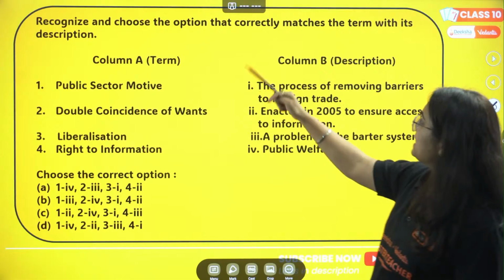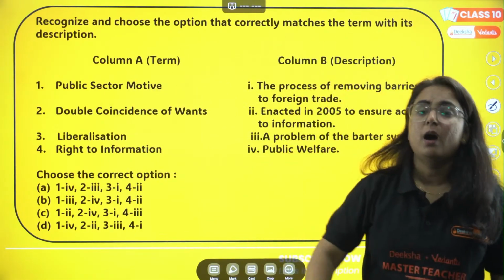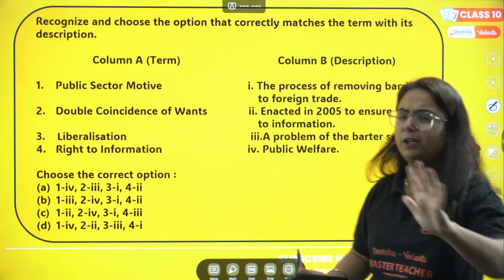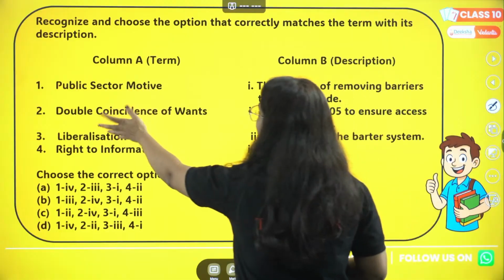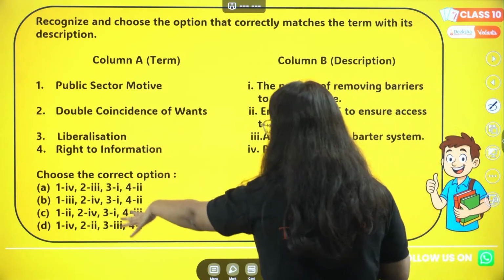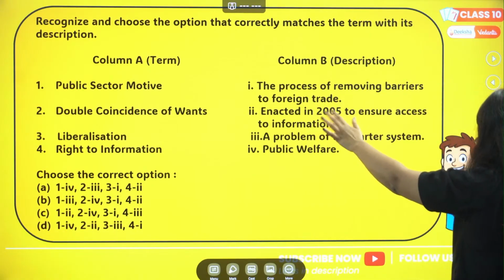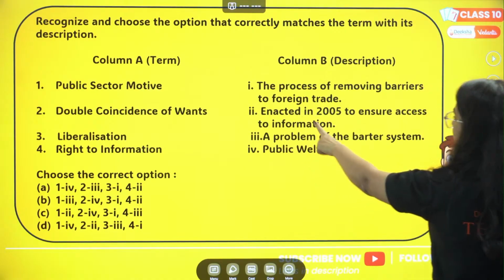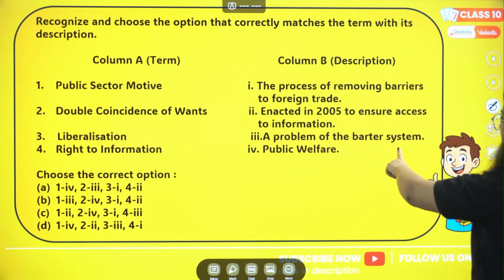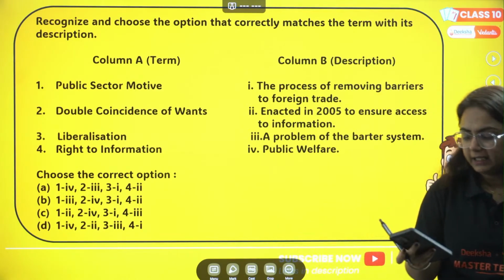Recognize and choose the option that correctly matches the term with their description. Again, very easy. Sometimes you can find some terms as repetitive, but don't worry, questions can come. Public sector motive, double coincidence of want, liberalization, right to information. The process of removing barriers to foreign trade, enacted in 2005 to secure access to information. Third, the problem of the barter system, or it's fourth, that's public welfare. Again, an easy peasy one.